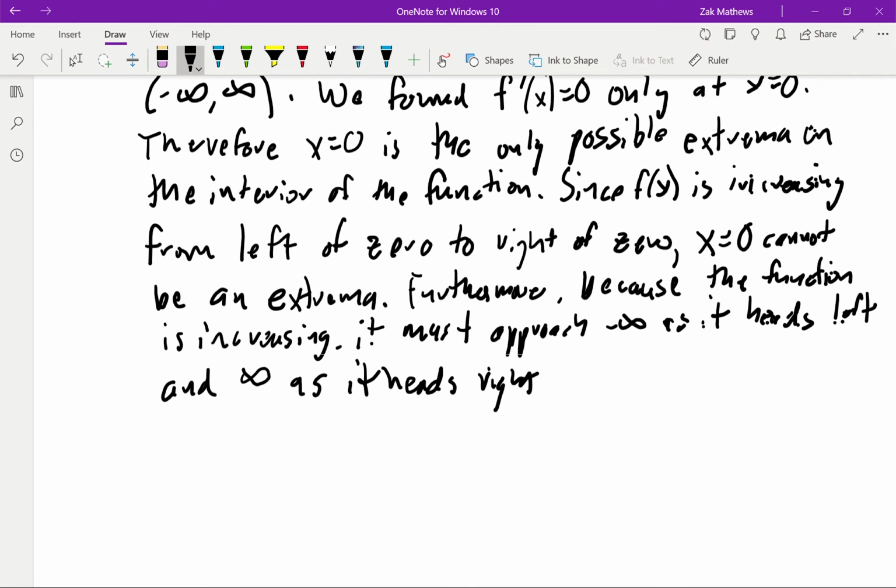So we've shown that the endpoints are not extrema because they are infinite, they just keep going. We've also shown the interior doesn't have any sort of extrema because we looked for where the derivative was equal to 0, and we said that can't possibly be an extrema because of the increasing nature of the function.